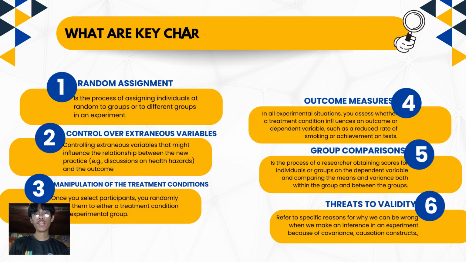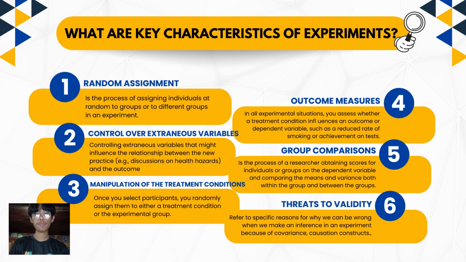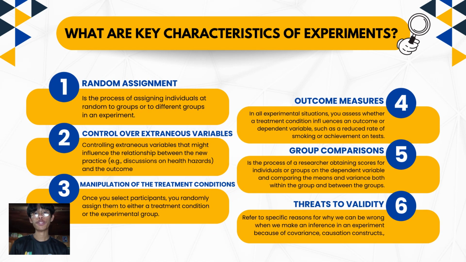Now let's proceed to the key characteristics of experiments. But before we consider how to conduct an experiment, it is helpful to understand in depth the several key ideas central to experimental research. And these ideas are random assignment, control over extraneous variables, manipulation of the treatment conditions, outcome measures, group comparison, and threats to validity.